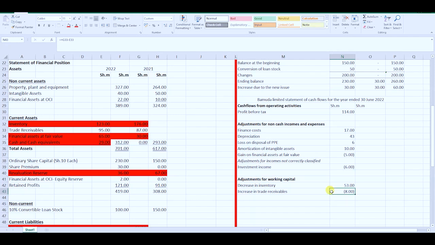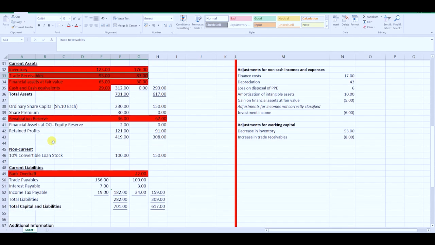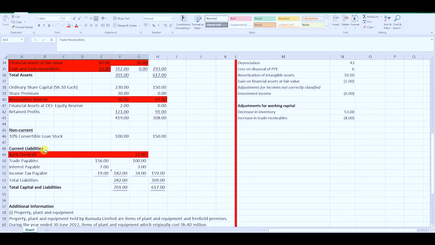Next is increase or decrease in trade payables. So that should also be highlighted in red, like that. So let's see trade payables, like that. The payables are right down here under current liabilities. It's from 3 to 7, so that's an increase in trade payables. So we can just drag that down, then we adjust trade payables.